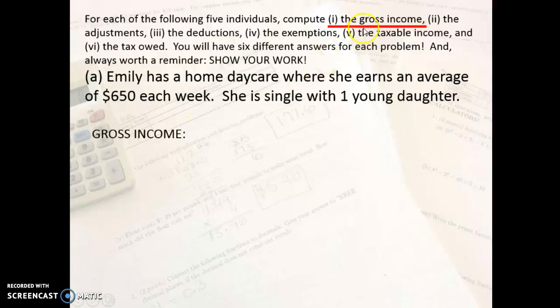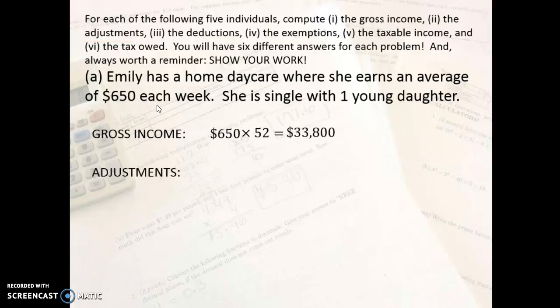Let's move. First up, gross income. Gross income is all the money that the person brings in. In Emily's case, you read her little scenario, she's bringing in $650. But be careful, she's bringing in that each week. Income taxes are an annual basis, so we need to multiply that by 52 weeks in a year. We need to find her entire year's income. Be very careful about that. Income taxes are always an annual basis. Each week means I got to times it by 52.